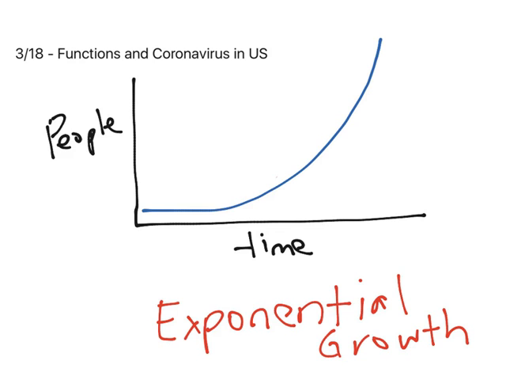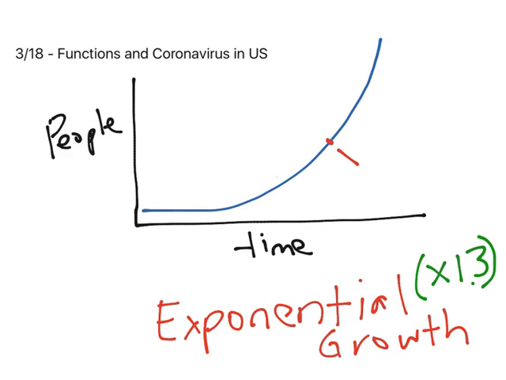Exponential growth means that every day the number of people who are getting the coronavirus is multiplying. In the US, in fact, in the last few days, to find the number of people with coronavirus, we can multiply by about 1.3. Again, exponential means you multiply by a number every time. This will help you with homework problem number 2.